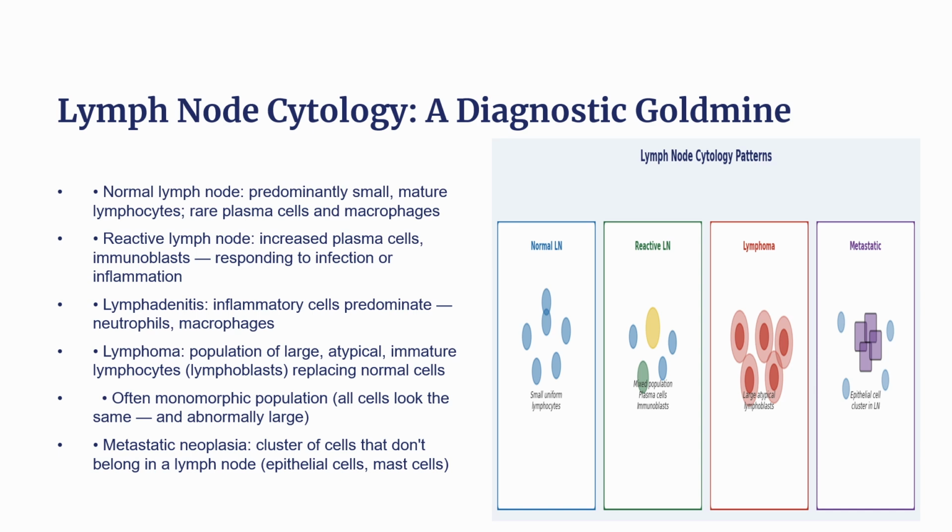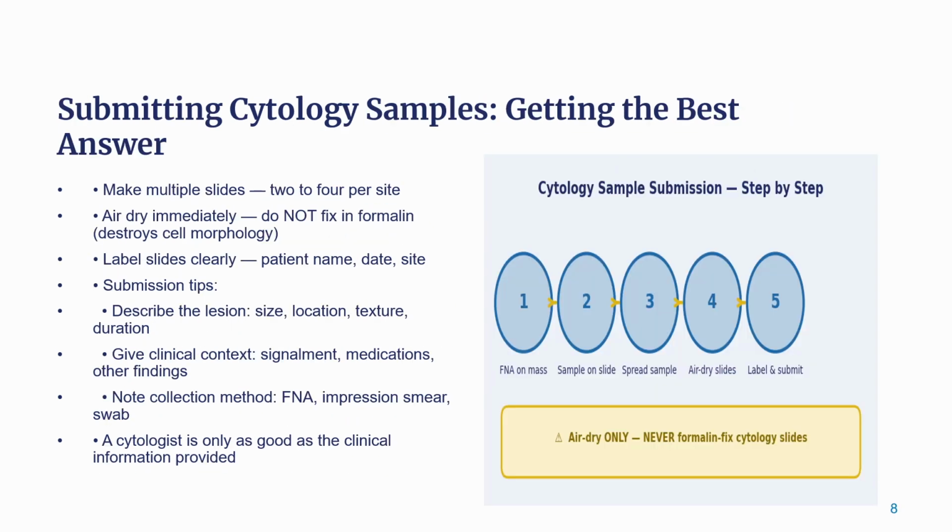Lymph node aspirates should be part of your standard oncology staging. The most underappreciated part of cytology is the submission process. You can have the most beautiful cells on a slide, but if you fix them in formalin, which is the fixative for histopathology, not cytology, the stain won't work and you'll get nothing useful back.